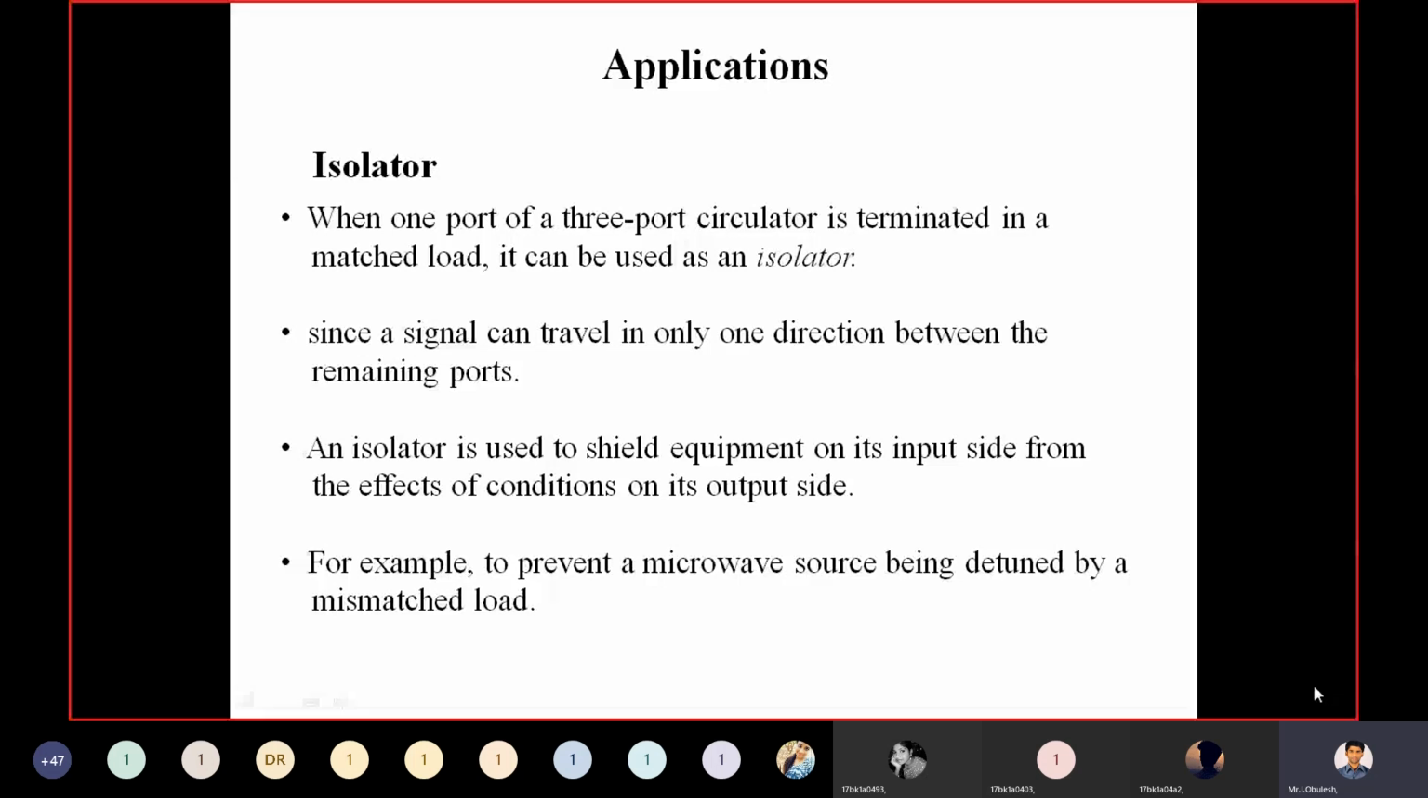An isolator is used to shield equipment on its input side from the effects of conditions on its output side. For example, to prevent a microwave source from being detuned by a mismatched load.